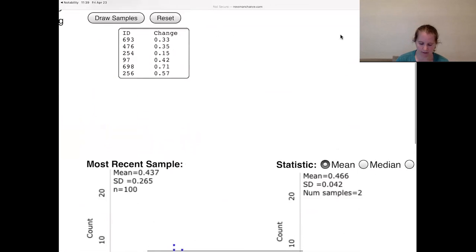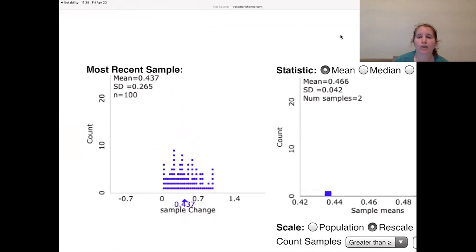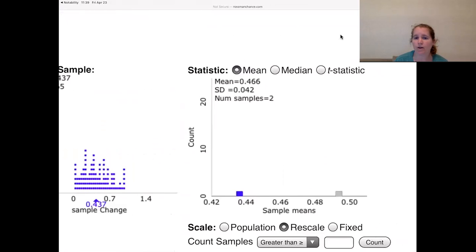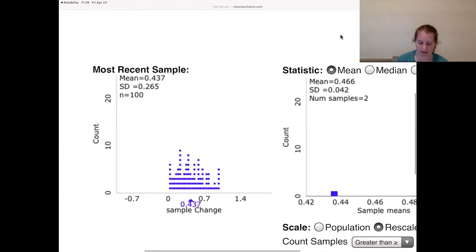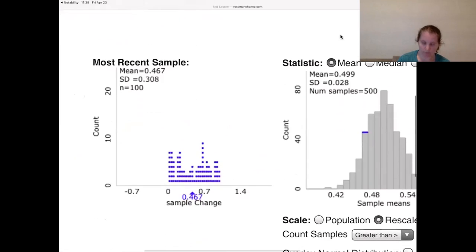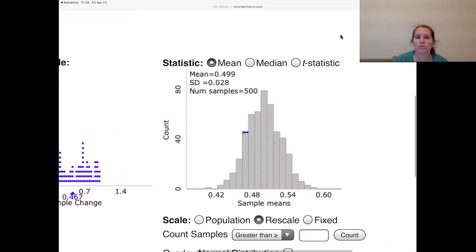Draw again. This most recent sample had a mean of 0.437, and that 0.437 is now also on our histogram for our sample means. And then we'll go ahead and just flush it out to 498. Draw those samples. The most recent one had a mean of 0.467. We can see that blue segment for 0.467 from the most recent sample, as well as just the distribution of all of 500 of these samples, specifically looking at their sample means.